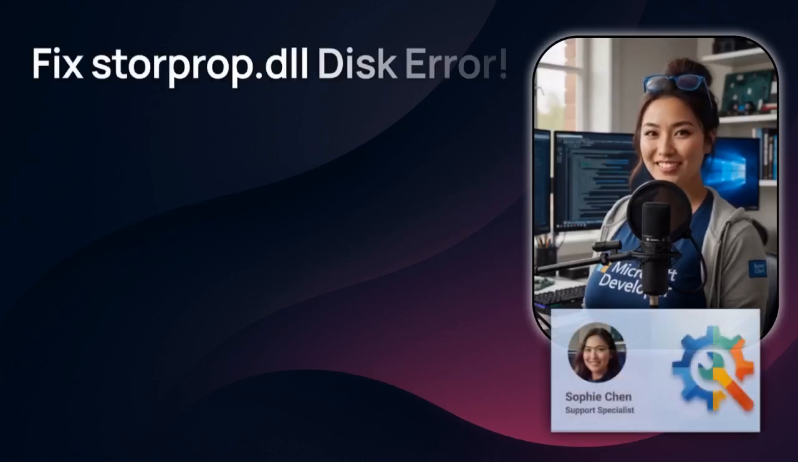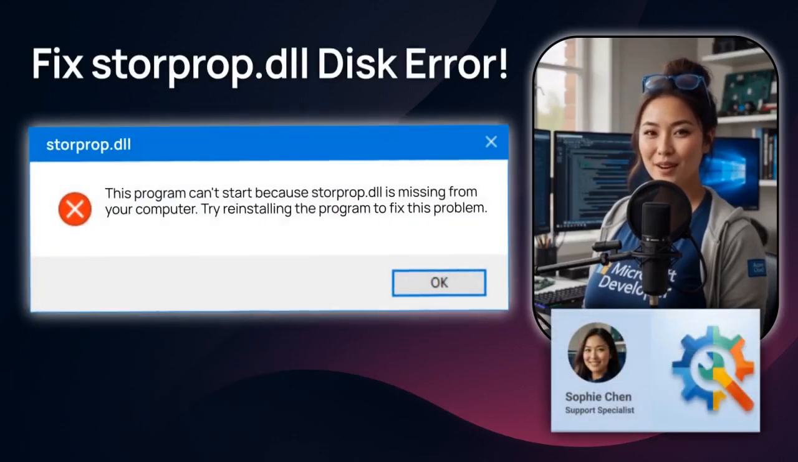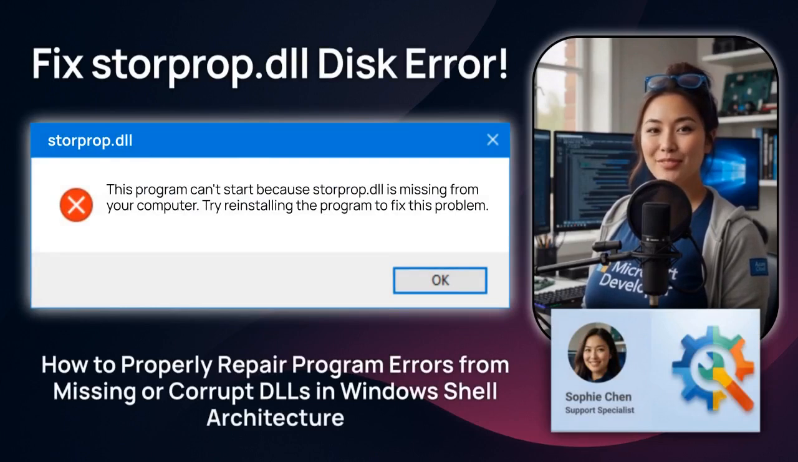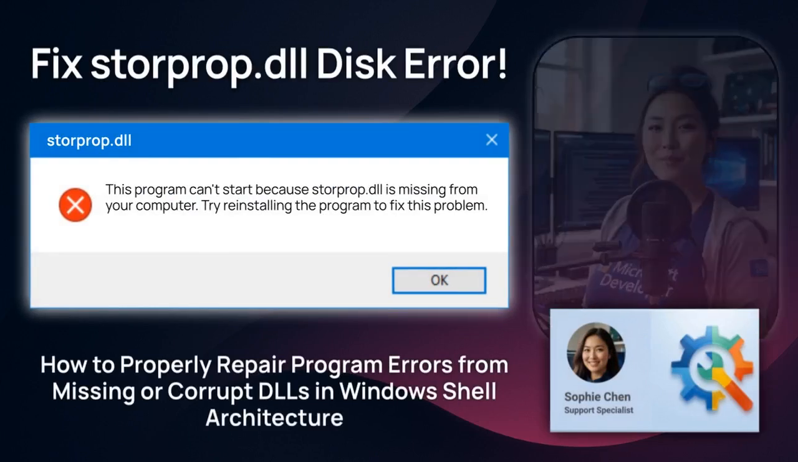Is your Windows operating system reporting the Storprop Library DLL failure? I'm Sophie Chen, a Windows Systems Specialist. Let's resync your file architecture and restore your system integrity now.